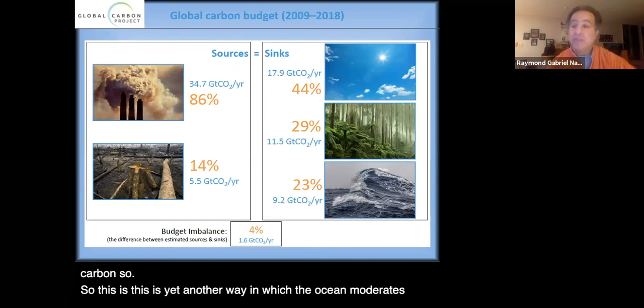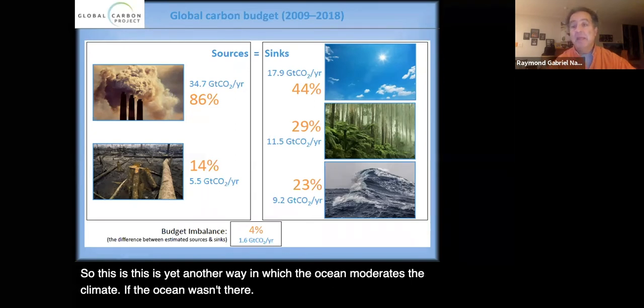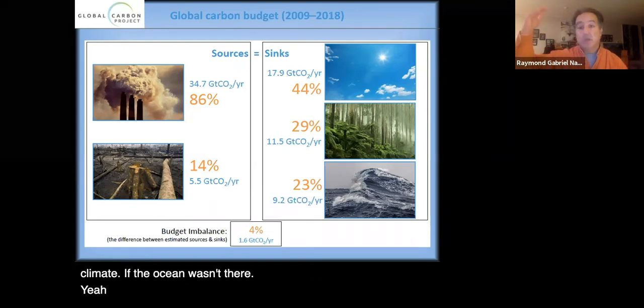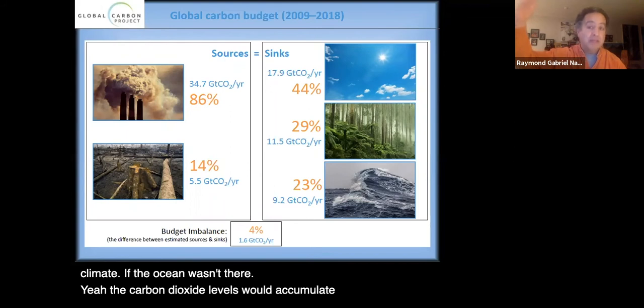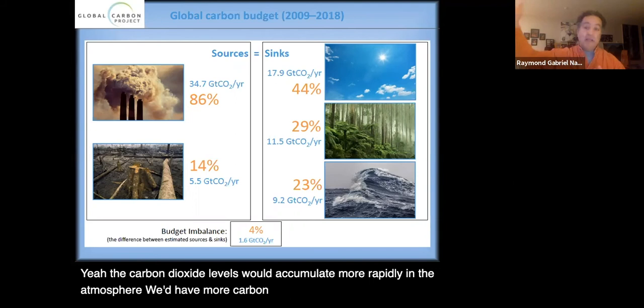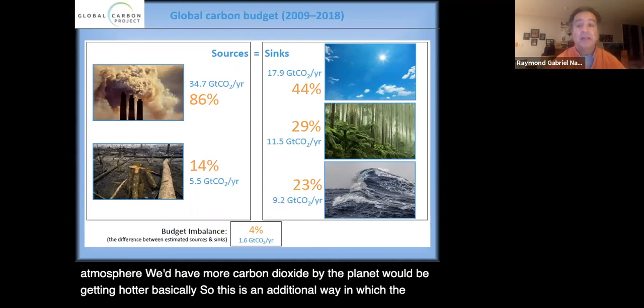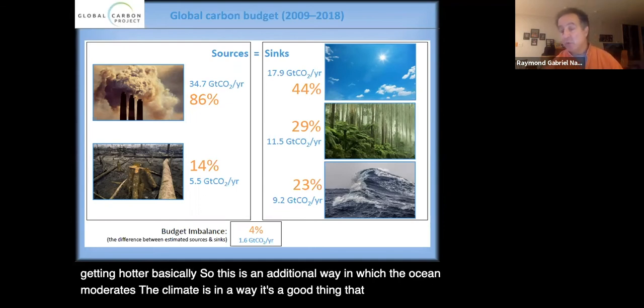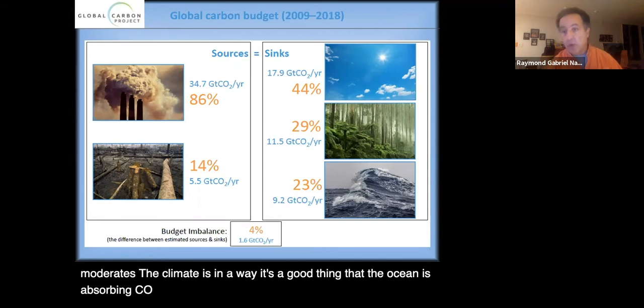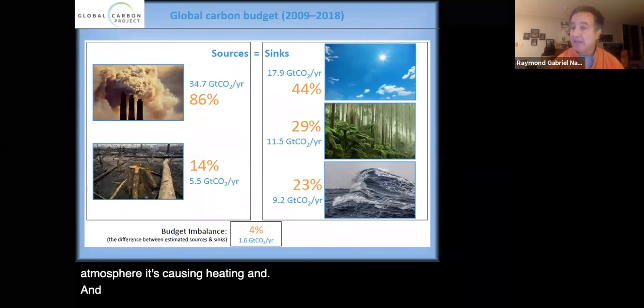If the ocean wasn't there, the carbon dioxide levels would accumulate more rapidly in the atmosphere. We'd have more carbon dioxide. The planet would be getting hotter, basically. So this is an additional way in which the ocean moderates the climate. In a way, it's a good thing that the ocean is absorbing CO2 and the land as well, because CO2 in the atmosphere is causing heating, and that generally has a negative impact.